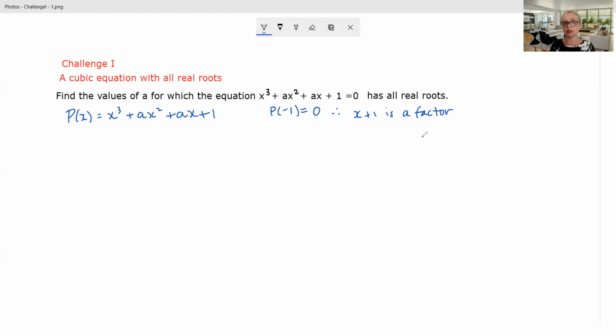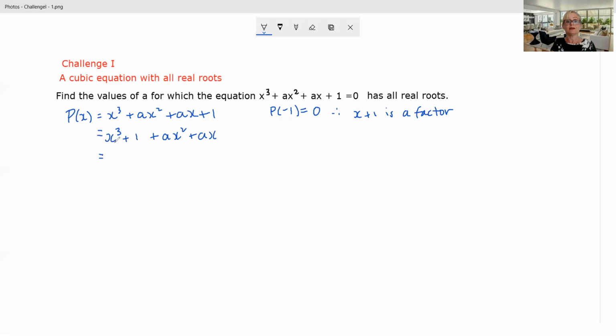I didn't actually approach it that way because I had a look at this expression and I thought, well, this lends itself quite nicely to grouping. Not first 2 and last 2, but the first and last and the middle 2. And I'll show you what I mean. So we've got x cubed plus 1, and then we've got ax squared plus ax. Those first 2 terms are the sum of 2 cubes, I should say.